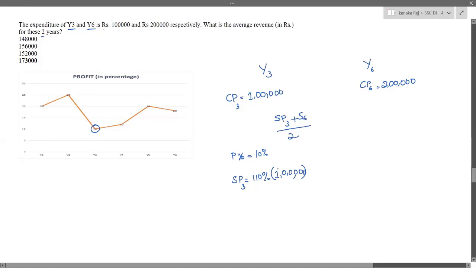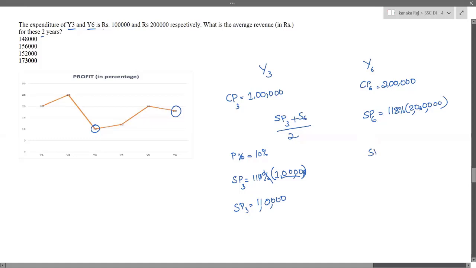Similarly, for sixth year, what is the profit percentage? Sixth year profit percentage is 18%. So what will be selling price? Selling price for sixth year will be 118% of 2 lakhs. Now, if I simplify this, what do I get? Percentage and 2 zeros get cancelled. So what will I be left with? 11 and 4 zeros. Meaning it is 1,10,000 will be the selling price for third year.